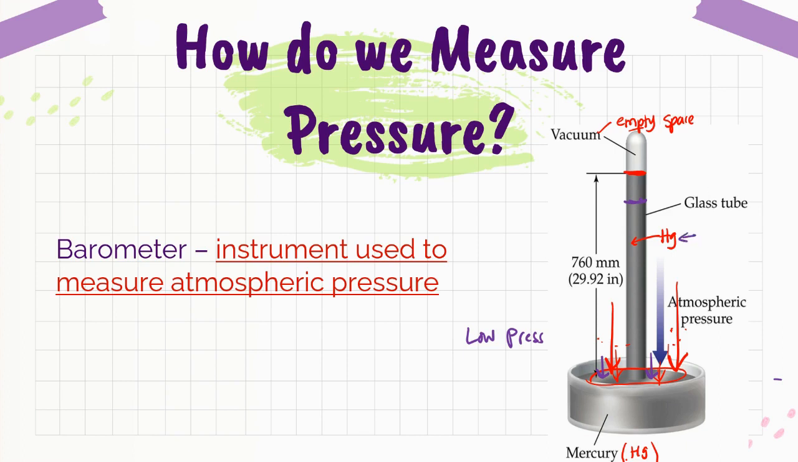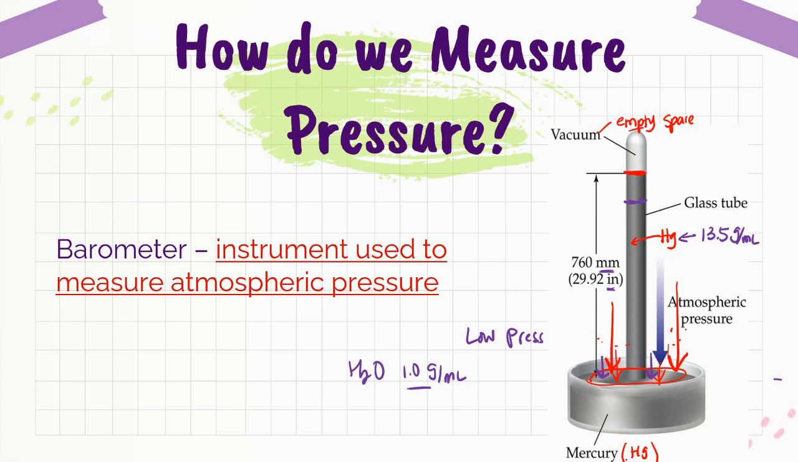Mercury has a density of 13.5 grams per milliliter. So since it's so dense, there's a high mass in a specific volume versus water. If we think about water, water is only 1.0 grams per milliliter. If we use something that's low density, the height of this tube is going to have to be much, much higher. Okay, so this height is measured in millimeters or in inches. So millimeters of mercury or inches of mercury. And we want a high density liquid, and mercury happens to fit that bill perfectly.